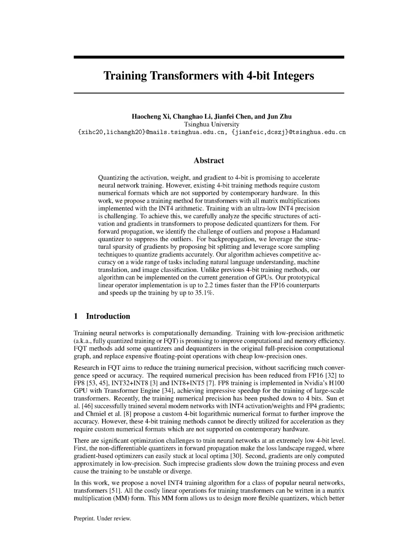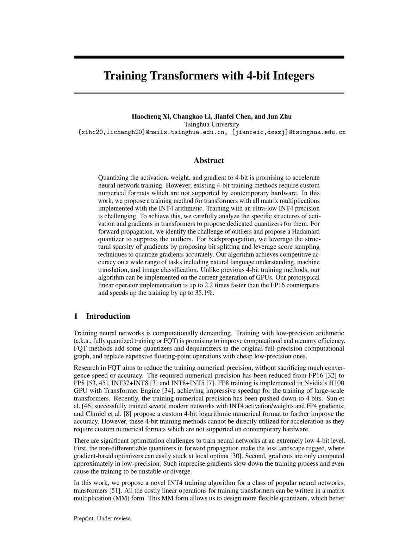There are some significant optimization challenges when it comes to training neural networks at an ultra-low 4-bit level. For starters, the forward propagation process employs non-differentiable quantizers which create a rugged loss landscape, making it easy for gradient-based optimizers to get trapped in local optima. Furthermore, gradients are calculated approximately in low precision, causing the training process to be slower and sometimes unstable or divergent.